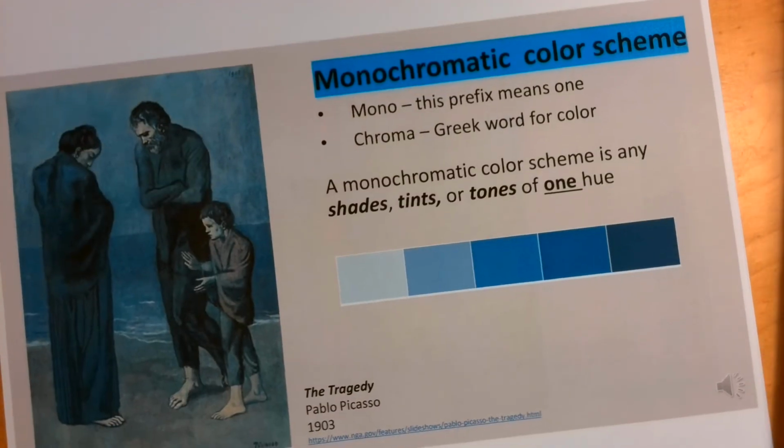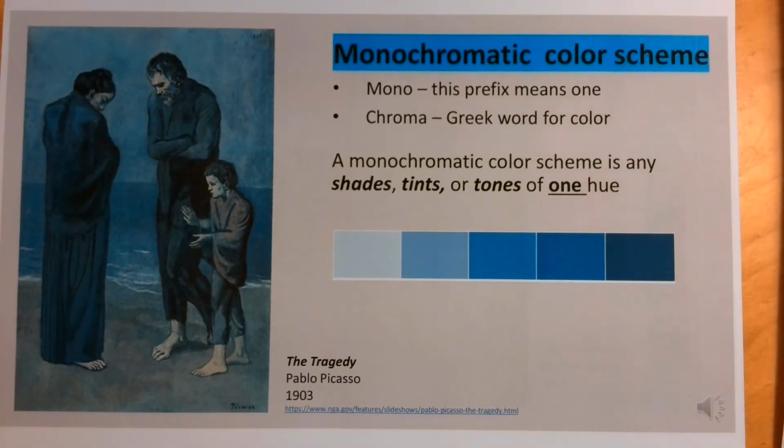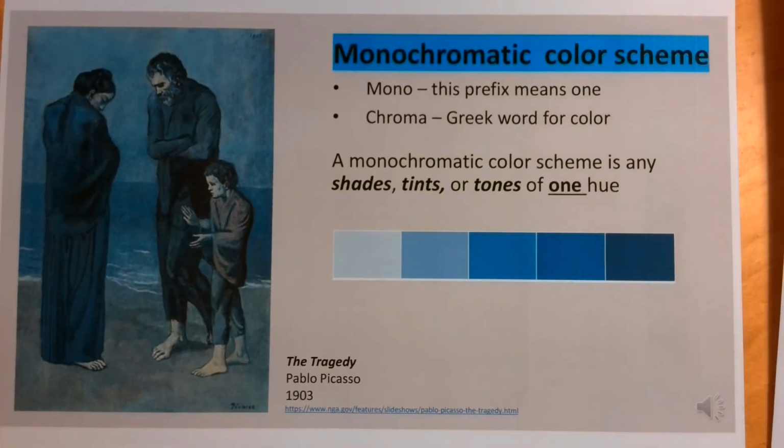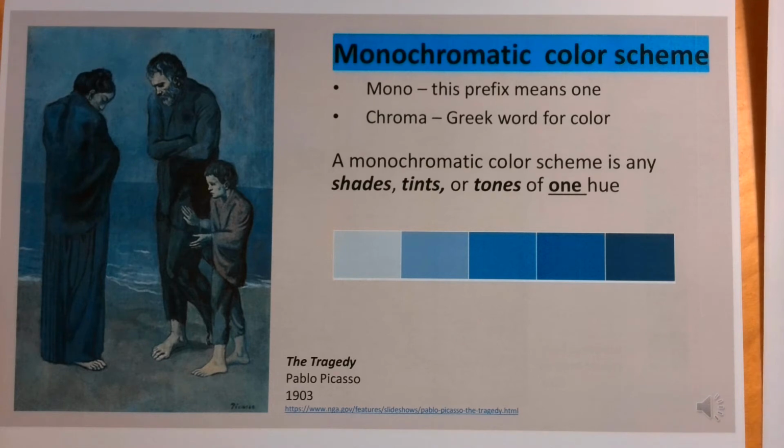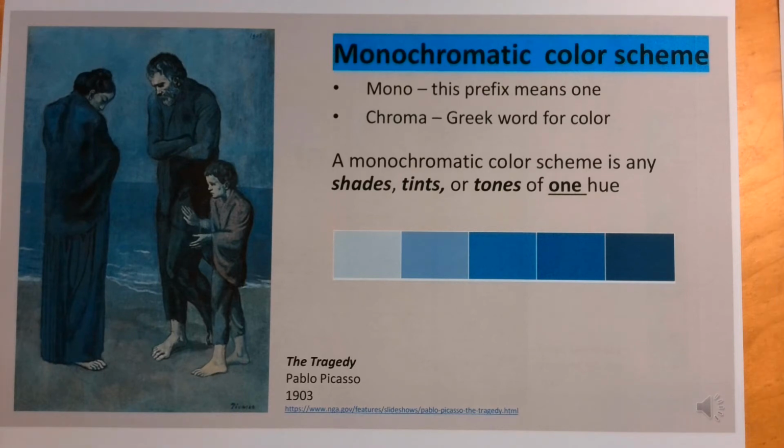So the last concept we're going to learn about color is monochromatic. So mono means one, chroma is the Greek word for color. A monochromatic color scheme is any shades, tints, or tones of one hue. And here we have The Tragedy painted by Pablo Picasso during his blue period. And of course he's painted it in all different shades, tints, and tones of blue.